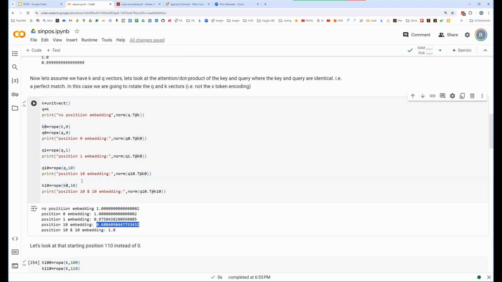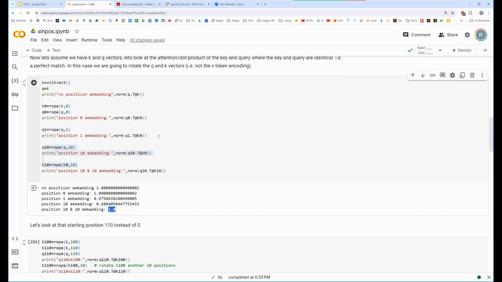And just to prove that, even though you add absolute encoding as you generate the keys, the dot product is related just to the difference between the two. So we go out to position 10, we have a query at 10 and a key at 10. These should match, and sure enough, 100% match at that point. Does that make sense? Any questions?